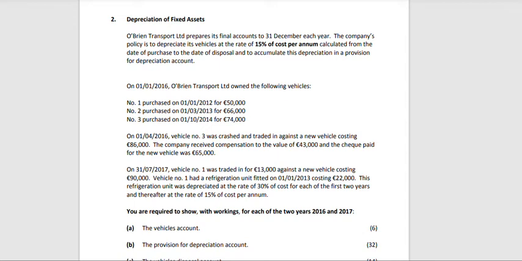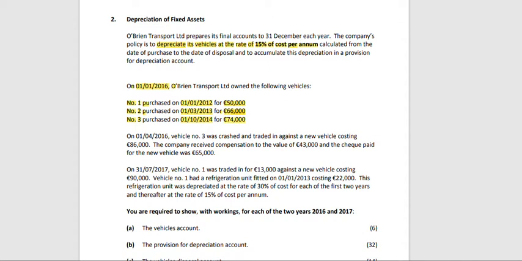So first of all, 15% of cost per annum is the depreciation rate, and that would be on a straight line basis because it doesn't mention otherwise, from the date of purchase to the date of disposal. On the 1st of the 1st 2016, O'Brien Transport owned the following vehicles. Number 1, purchased in 2012 for 50 grand. Number 2, purchased on the 1st of the 3rd 13 for 66,000. Number 3, purchased on 1st of the 10th 2014 for 74,000.